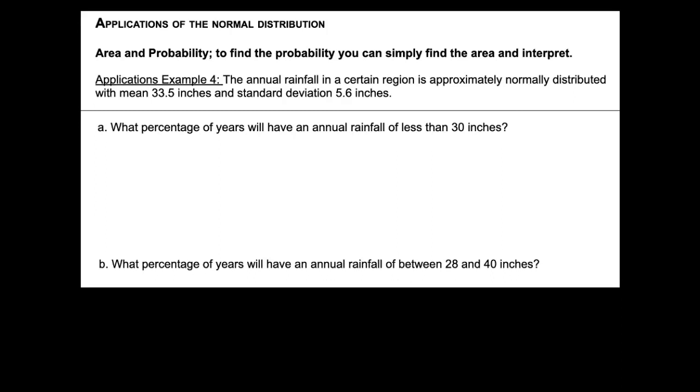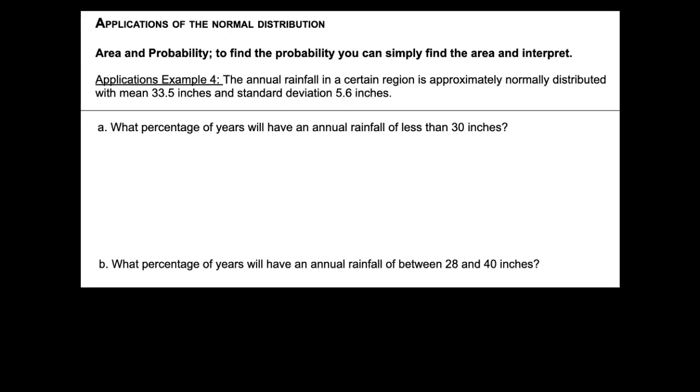In this video, we're going to do some applications of the normal distribution. In previous videos, we talked about how we could find areas underneath the curve given a z-score or two as a boundary, and we use the z-score chart to look up those areas. We're going to build on that.